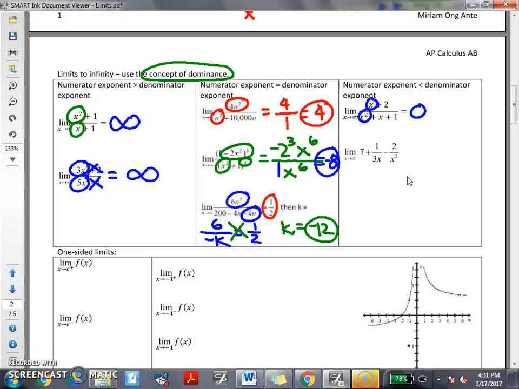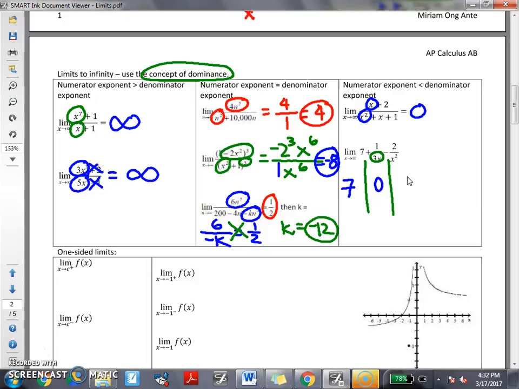Okay, the next example has a plus and a minus. So all we need to do is cut it and do it separately. I'm going to look at the first part, 7. The limit of 7 is just 7 because it will be 7 forever. Now the second part, I have to look at 1 and 3x. Which one's greater, 1 or 3x? 3x is greater. The denominator is greater. So the limit for this second part is 0.